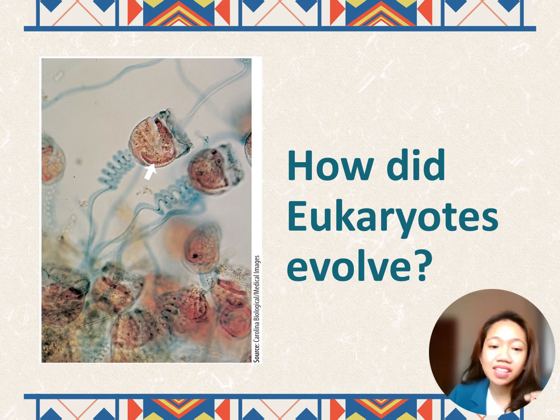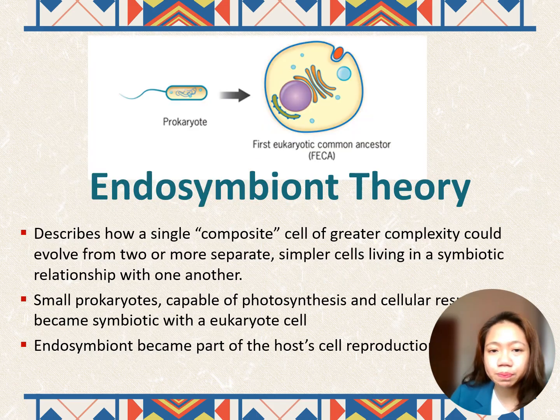Now, that is answered by something called the endosymbiont theory. The endosymbiont theory describes how a single composite cell of greater complexity could evolve from two or more separate simpler cells living in a symbiotic relationship with one another.